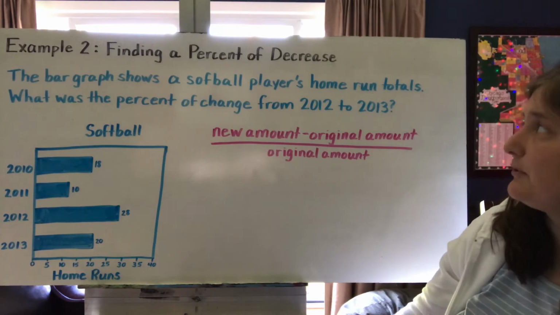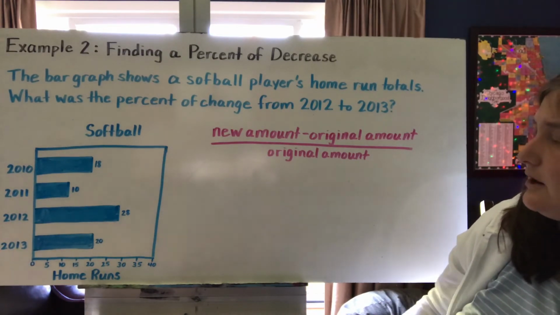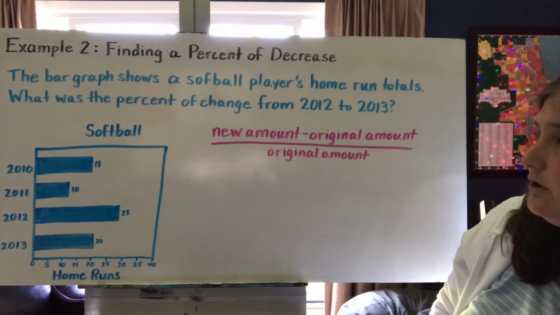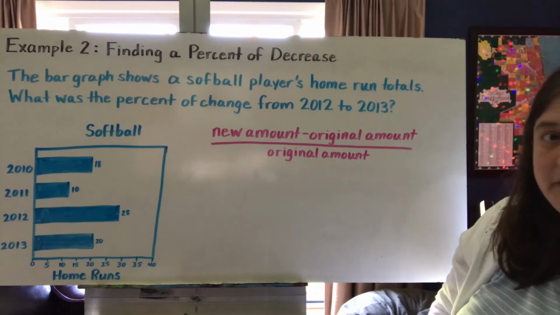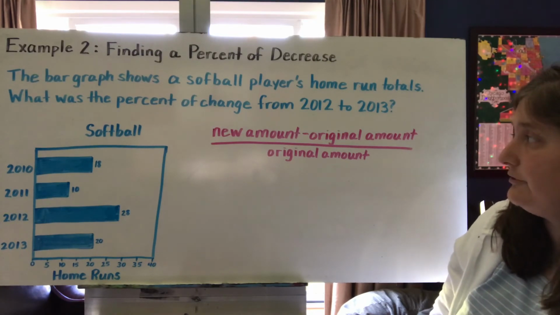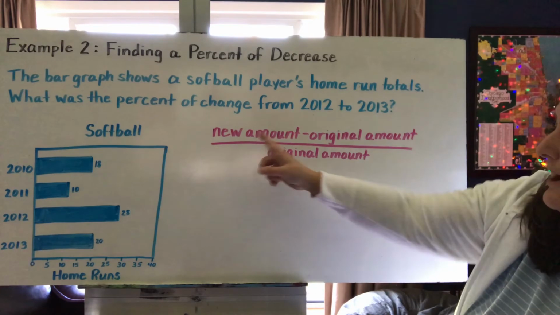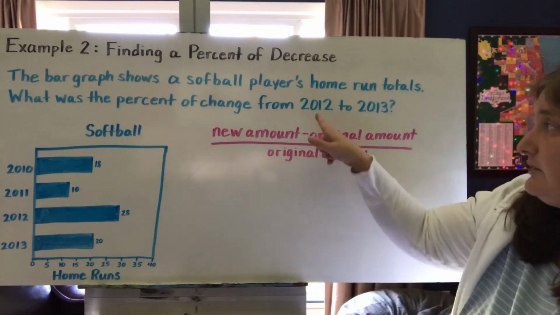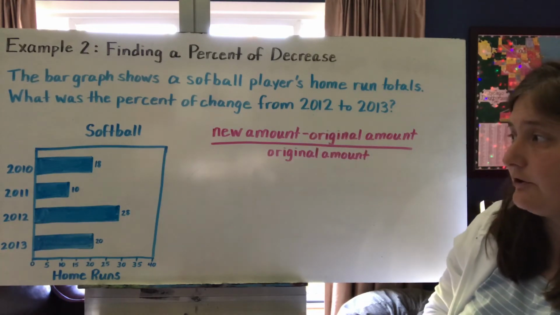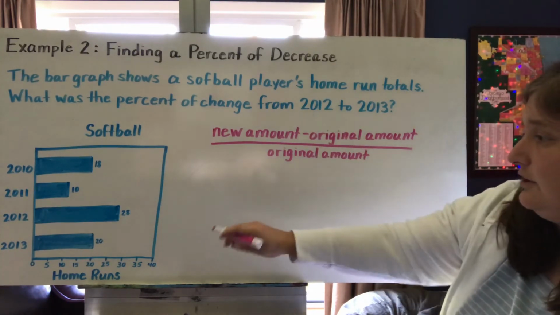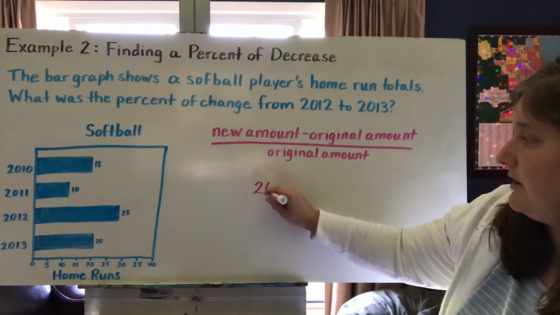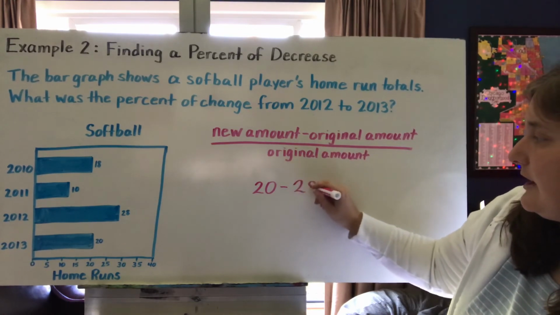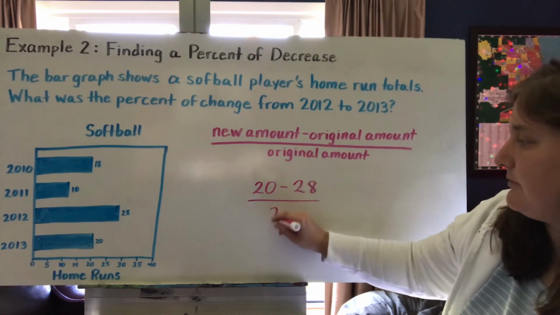Let's look at a percent of decrease. So here we have a bar graph that shows a softball player's home run totals, and they want to know what was the percentage of change between the years 2012 and 2013. So we would take the new amount minus the original amount divided by the original amount. Now the original here is going to be 2012 because that's the one that came first. So in 2013, this softball player had 20 home runs. I'm going to subtract my original amount, 2012, they had 28 home runs, and divide by the original.